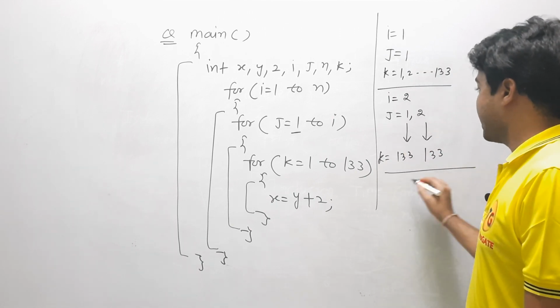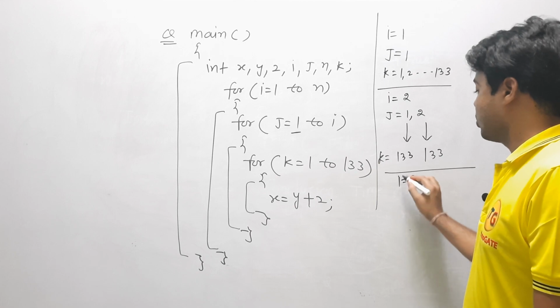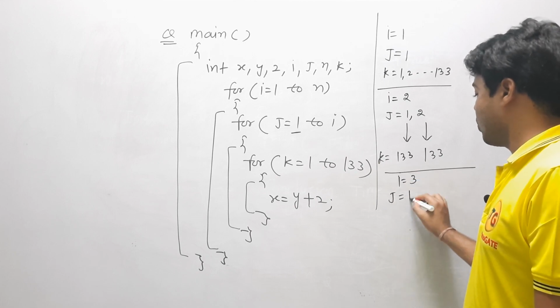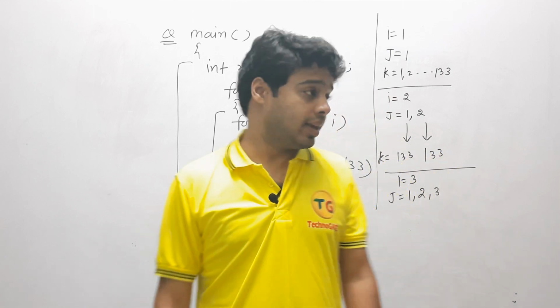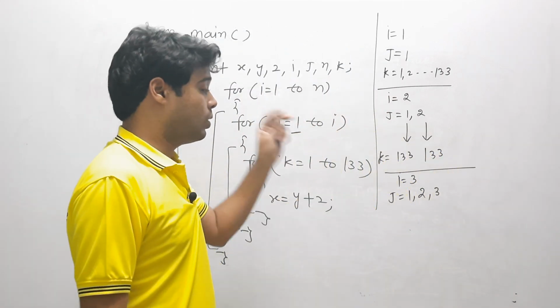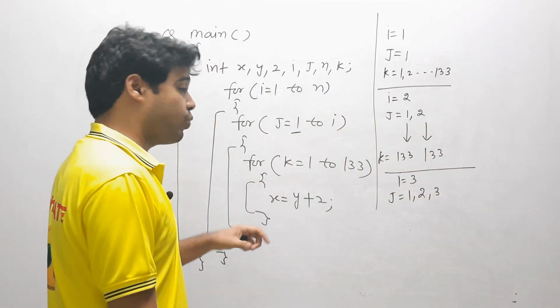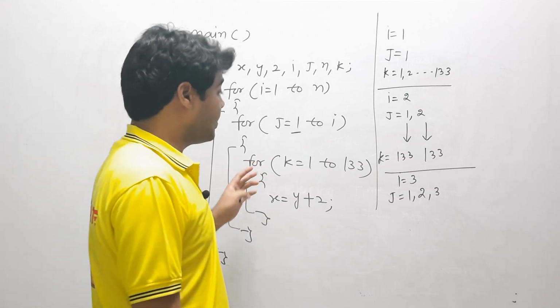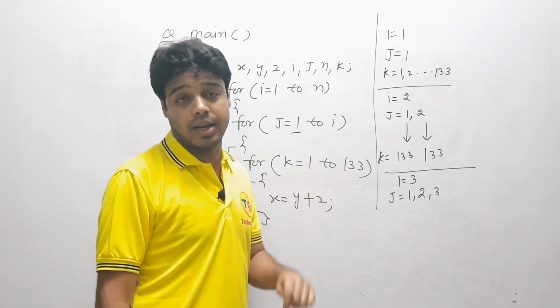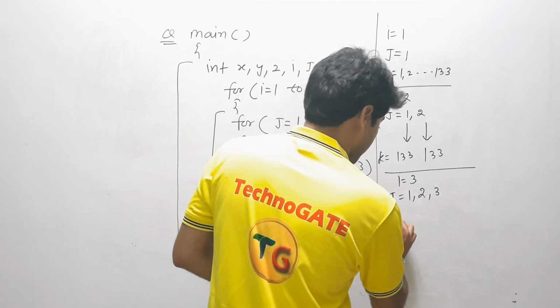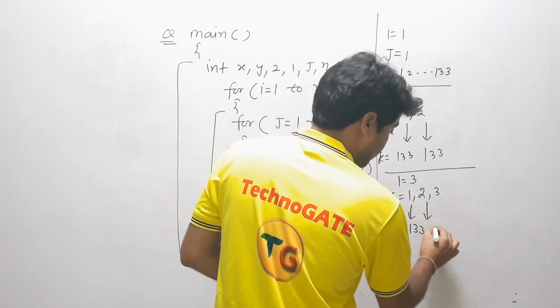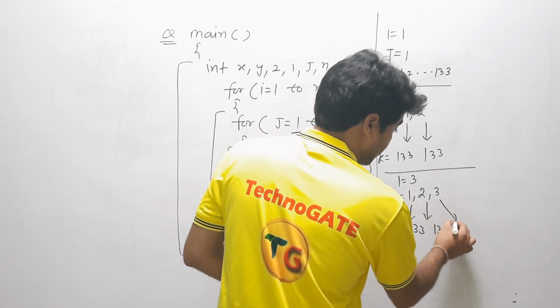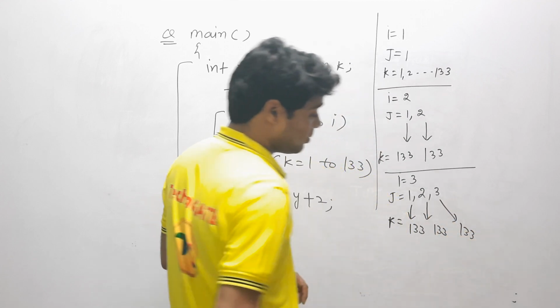Suppose i equals 3 here. So j will execute 1 to 3, because j is 1 to i here. For every value of j, k will execute 133 times every time. So for the value 1, it will execute 133 times. Again for the value 2, 133 times. Again for the value 3, 133 times.